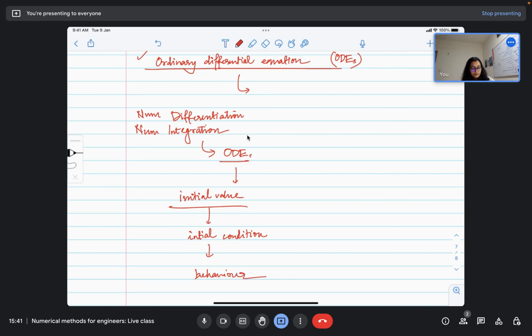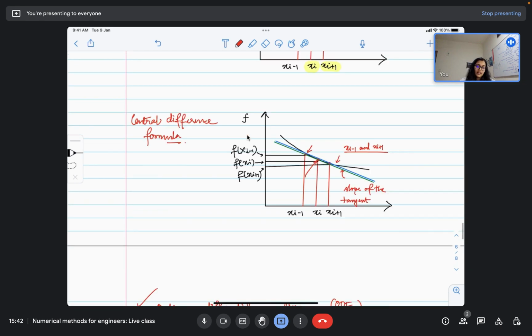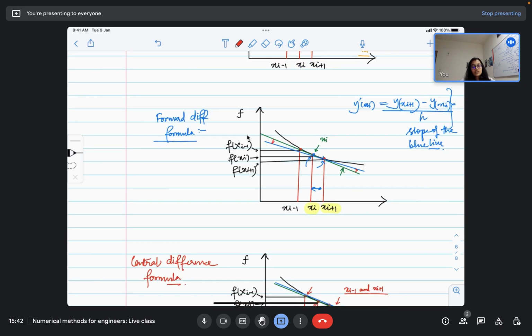A little further on, we will see boundary valued problems, where we are not given the initial conditions, but we are given how the function behaves within a particular interval. With that, we are going to compute the behavior again. But to understand all of these next concepts, the basics lie with numerical differentiation and numerical integration.